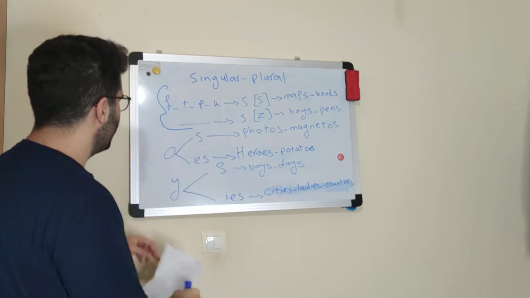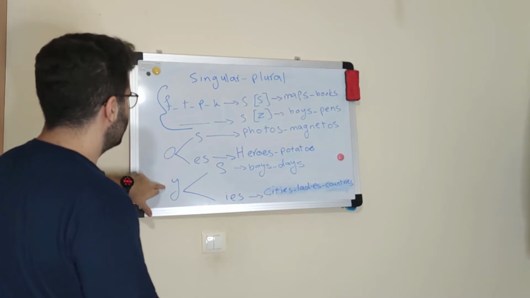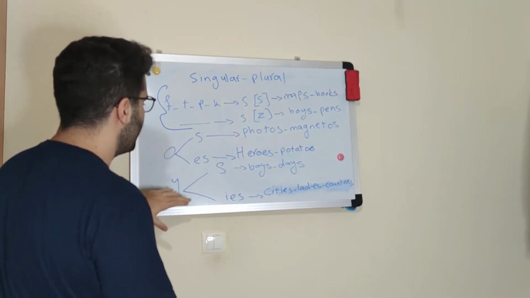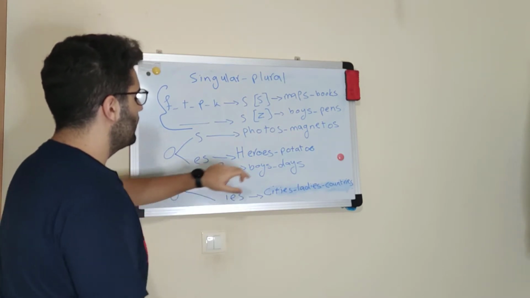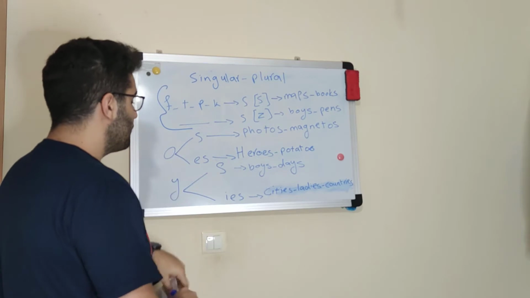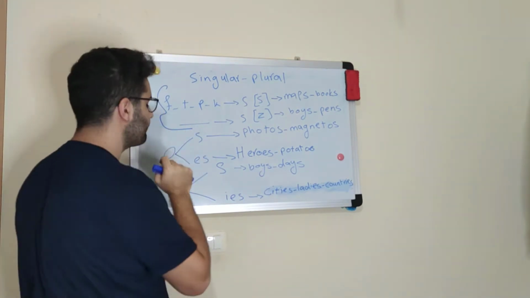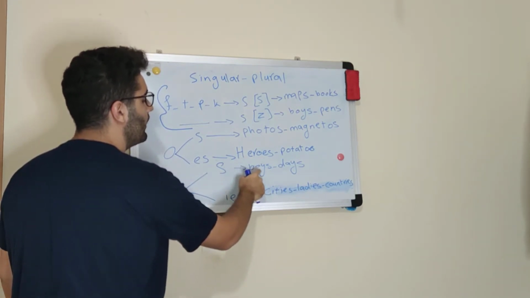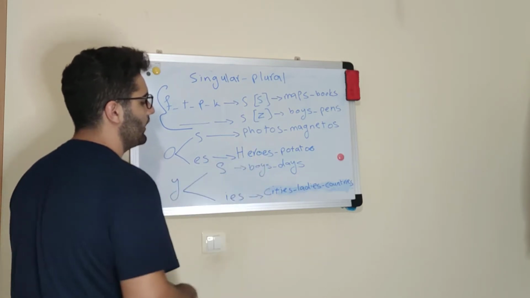Next group would be words which end in Y. This group is also divided into two types. First type receives an S to the end of them, like what? Boys, days. Surprisingly, this group has one rule. The rule is, if the letter before Y is a vowel sound, we only add an S to the end of it.